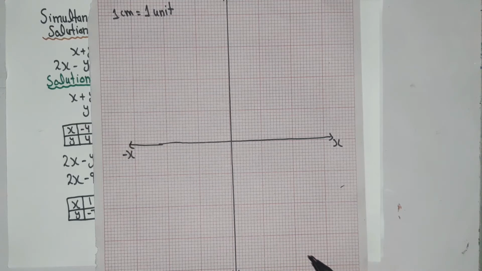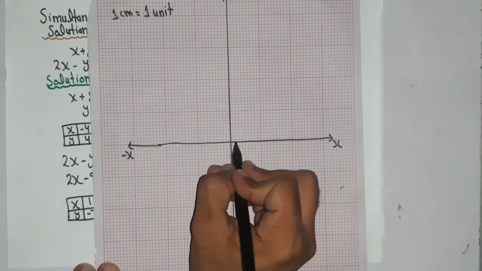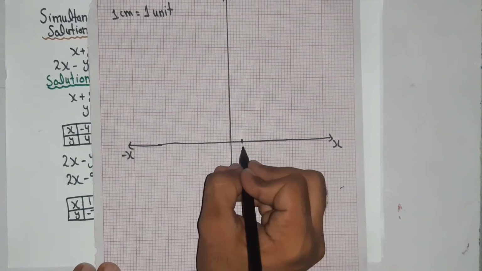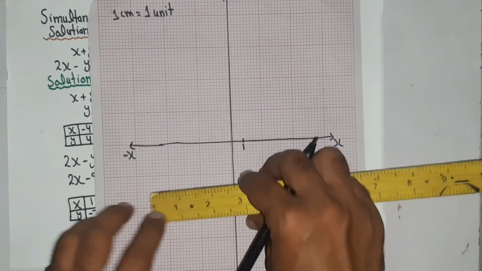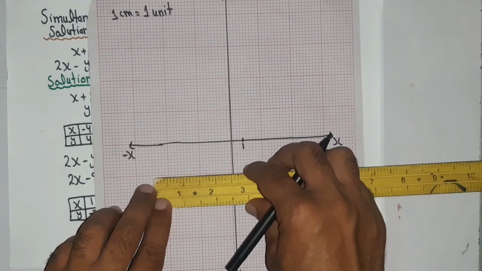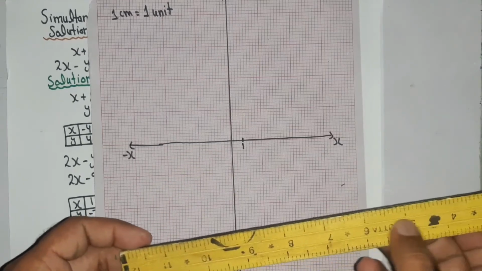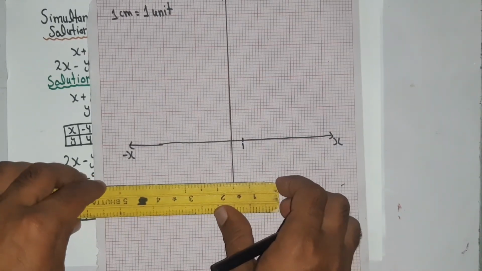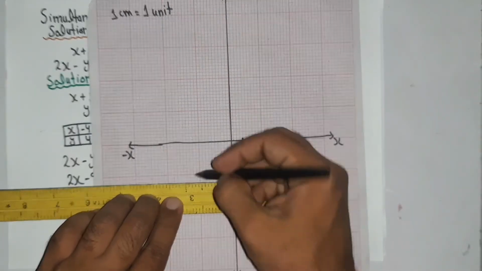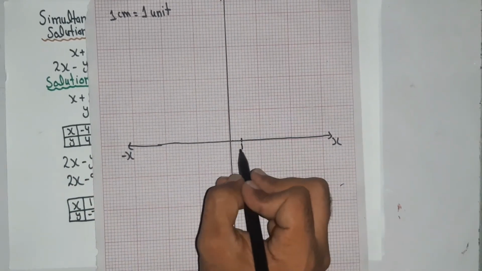Okay, so here we have 1 2 3 4 boxes. 4 boxes are equal to 1 centimeter. You can check here. This is a centimeter scale. So here 4 boxes are equal to 1 centimeter.